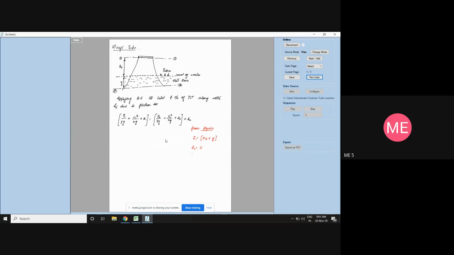And what about this P2 by rho g? This will become P atmospheric by rho g plus Y. So these are all taken from the figure. All these three values apply to this equation. Then what will happen? We'll see.